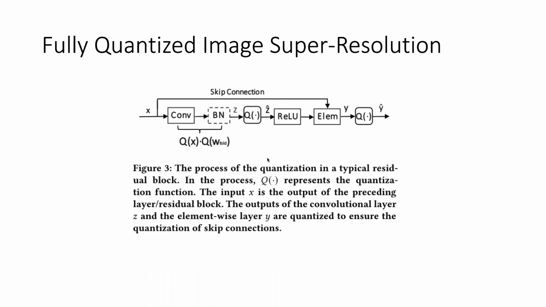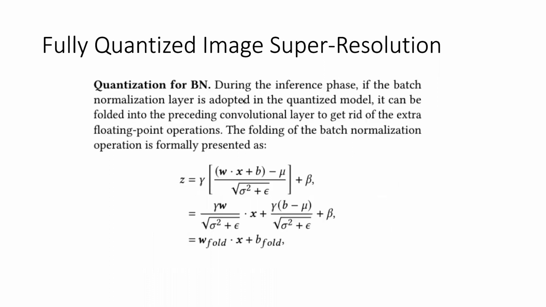Another thing worth mentioning here is the dotted box around the BN layer. At inference time, we use the technique of BN folding. We fold the BN layers into the preceding convolution layers to get rid of the extra floating point operations, based on this formula.